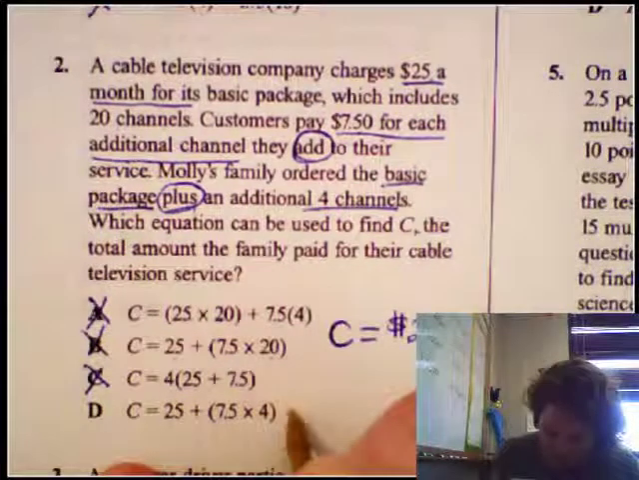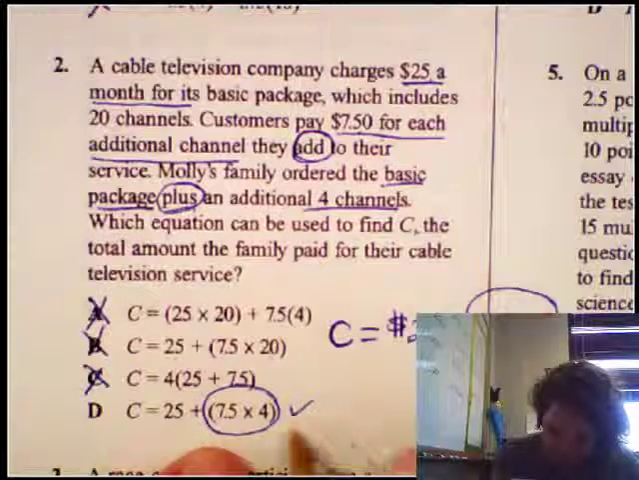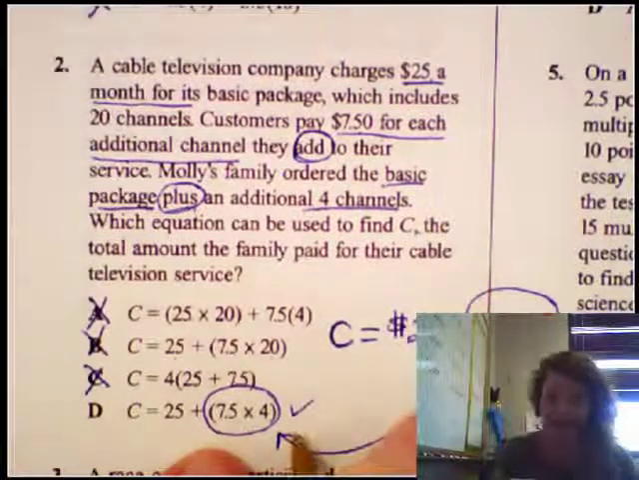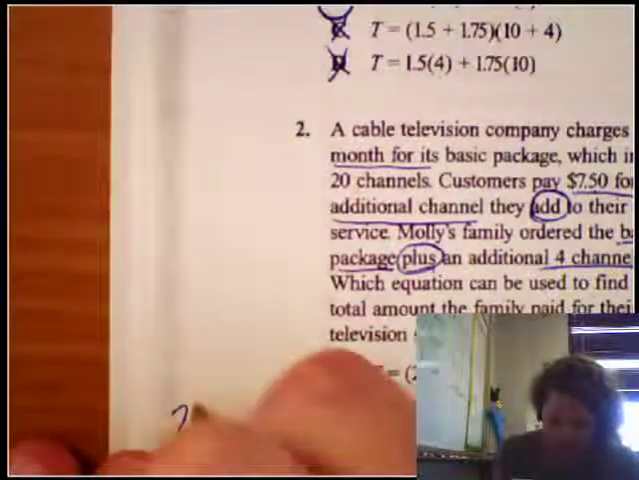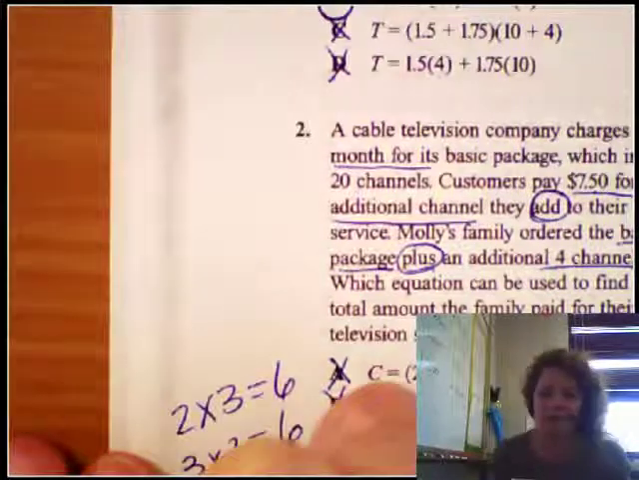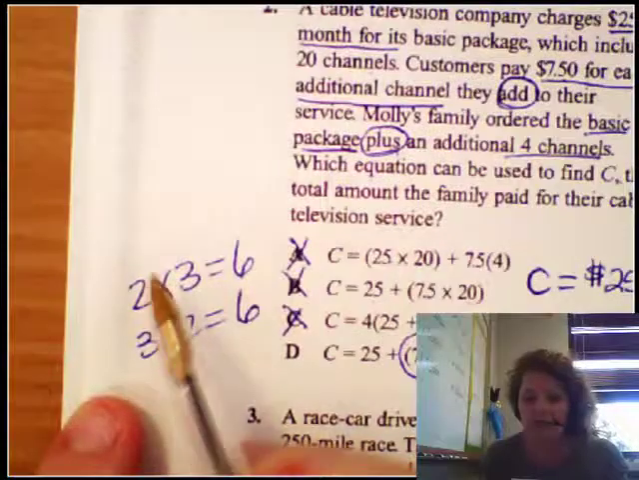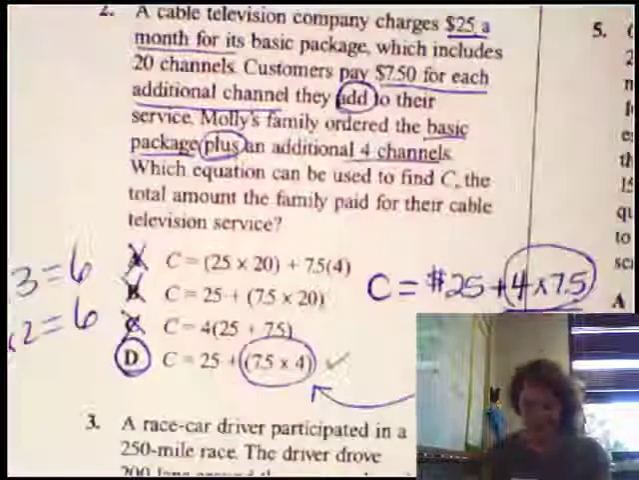This is our equation. Notice that they did 7.5 times 4, and we did 4 times 7.5, but those are the same thing. Think about it this way. 2 times 3 equals 6. Well, 3 times 2 also equals 6. So the order that you multiply in doesn't matter. Best answer is D. All right, let's try two more.